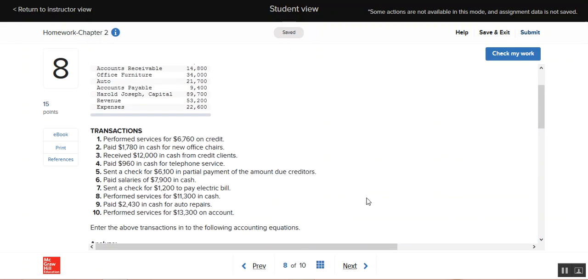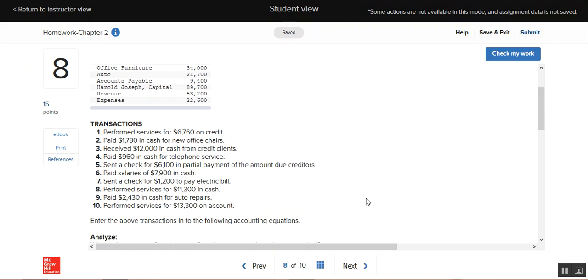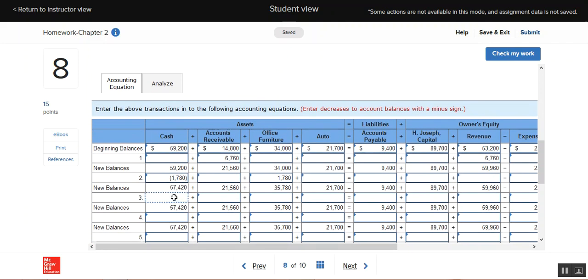Received $12,000 in cash from credit clients. So again, we're receiving cash. So we're going to add that to our cash. And when it talks about credit clients, those are people that owed us money and we have now received it. So we're going to put the 12,000 here. And you'll notice I put a subtraction because this is the amount of money people owe us. So if people paid off $12,000 worth of that accounts receivable, then it should be less because we are owed less amount of money, so that's a subtraction.